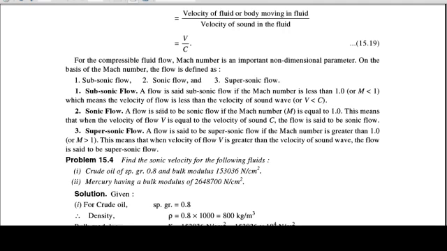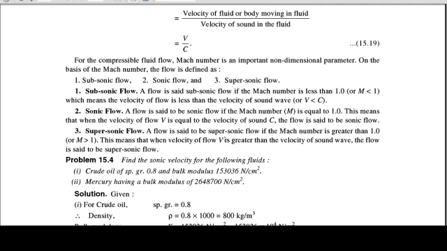Okay, and the third law is the supersonic flow. The flow is said to be a supersonic flow if the Mach number is greater than 1, meaning capital M is greater than 1. That means when the velocity of the flow, capital V, is greater than the velocity of the sound wave, C, then the flow is said to be a supersonic flow. Okay, hope you understand all this concept well.